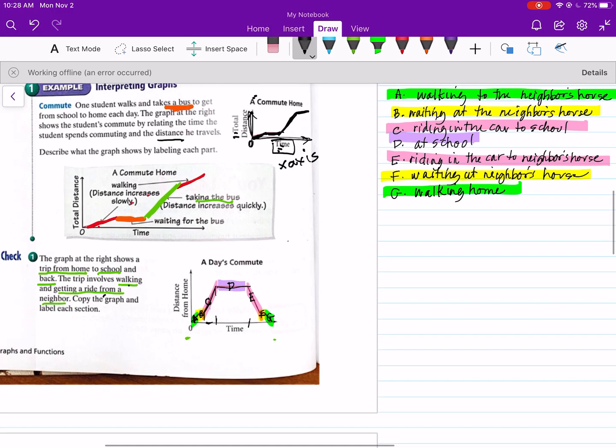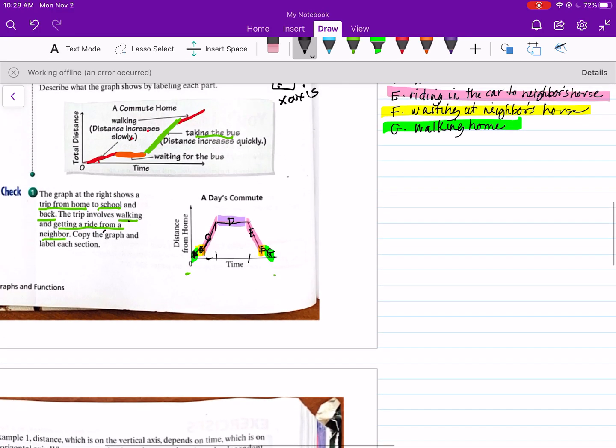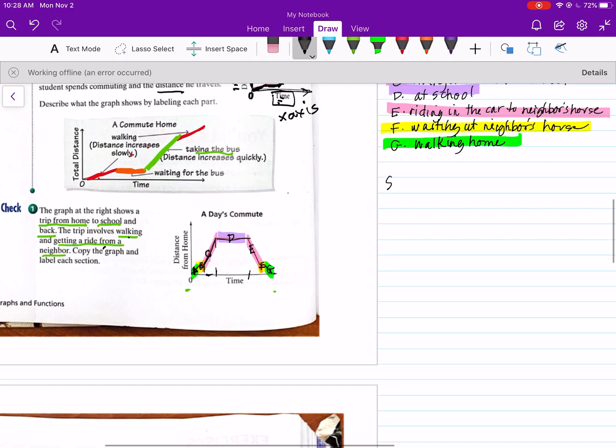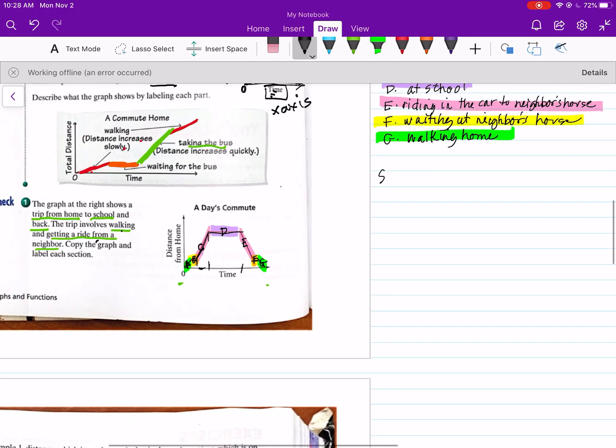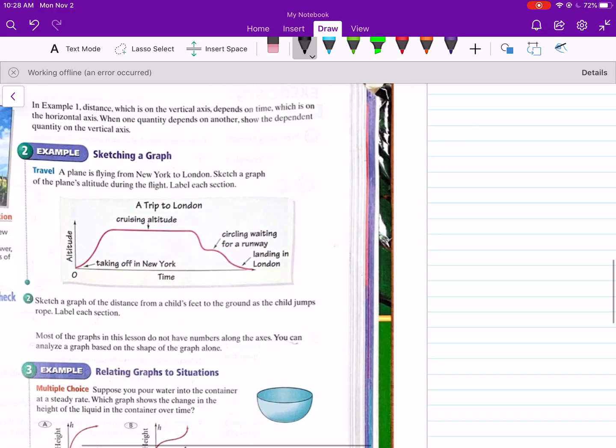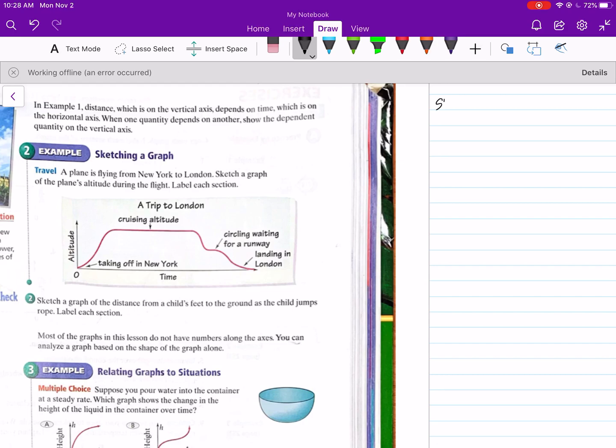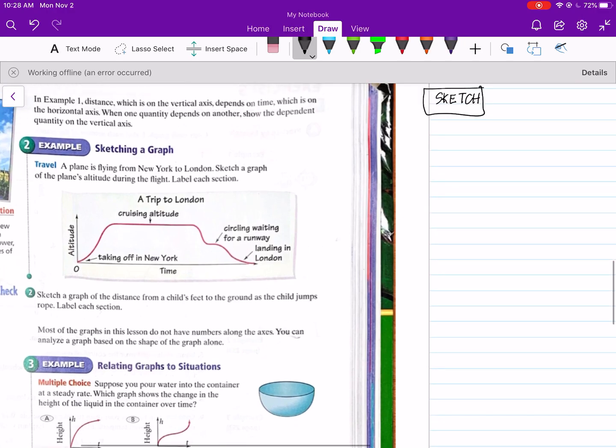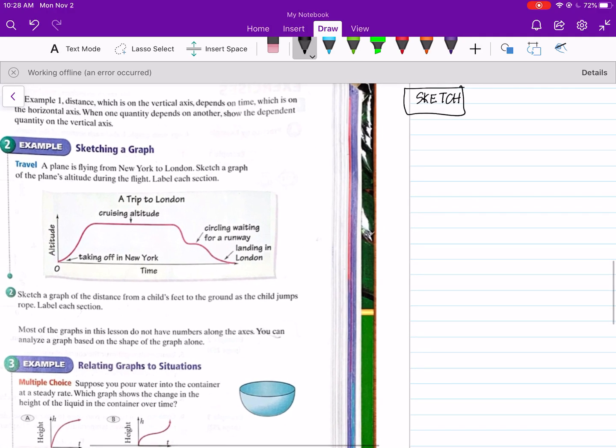So now let's move to the next one, and let's actually talk about a sketch of a graph. I'm probably going to have to move down here because that's where the page is. So we'll go here, sketch. So we're going to actually sketch this time. So here it says, a plane is traveling from New York to London. Sketch a graph of the plane's altitude during the flight.